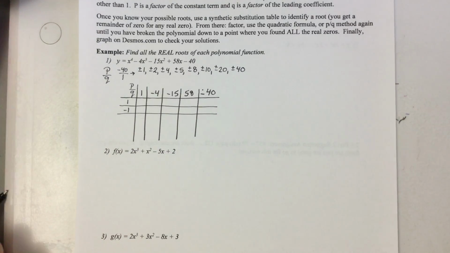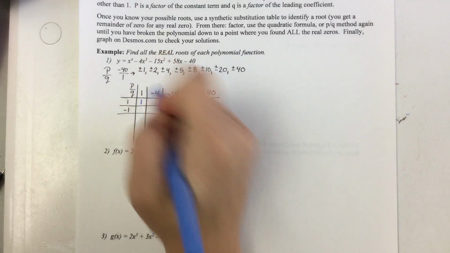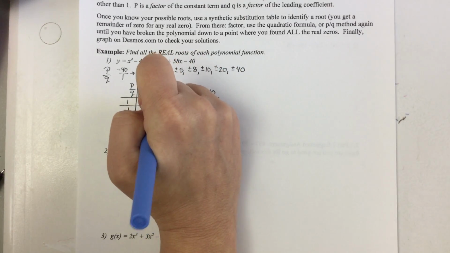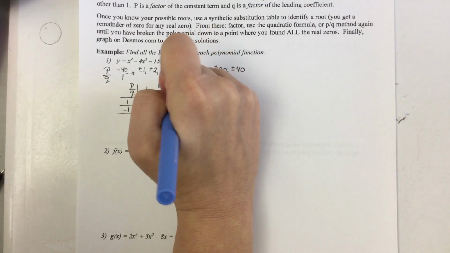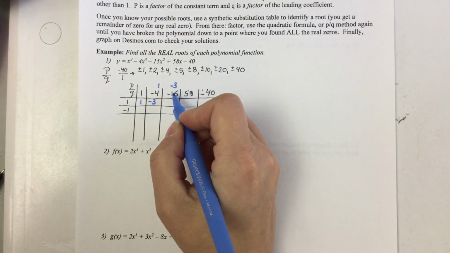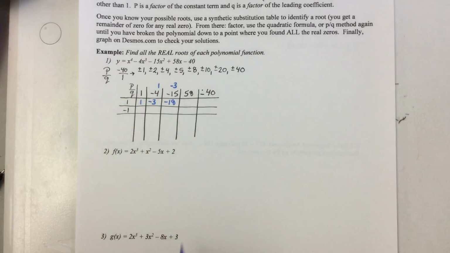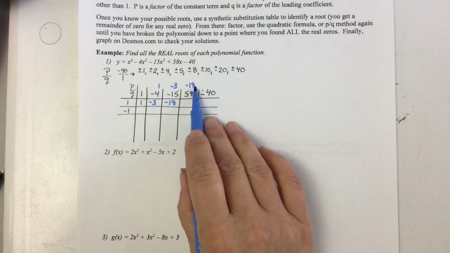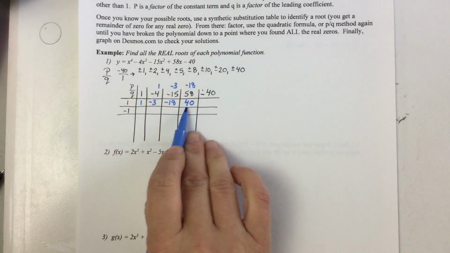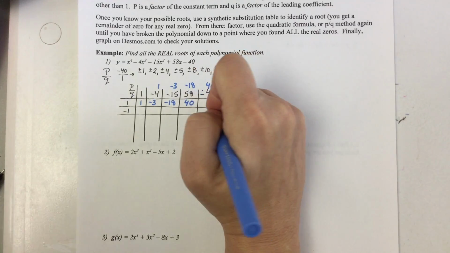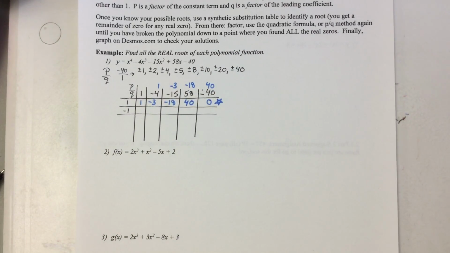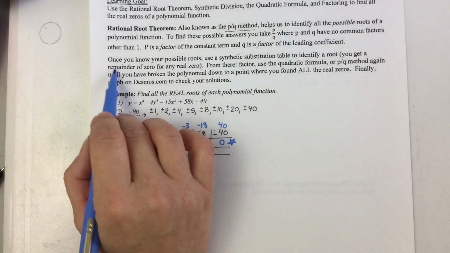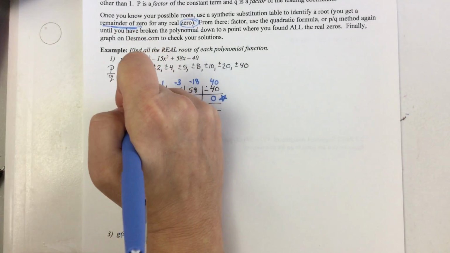Let's go ahead. This is synthetic division, guys. It's just in the table. So you carry down the first term. It's a 1. 1 times 1 is 1. 1 plus negative 4 is negative 3. Negative 3 times 1 is negative 3. Negative 3 plus negative 15 is negative 18. Negative 18 times 1 is negative 18. Negative 18 plus 58 is 40. 40 times 1 is 40. And positive 40 plus negative 40 is 0. So hey, you guys, we already found a root. That's awesome. Remember, the last value is your remainder. If your remainder is 0, you found a 0.